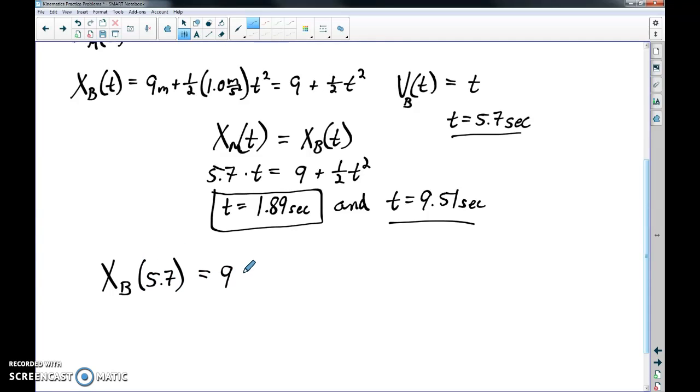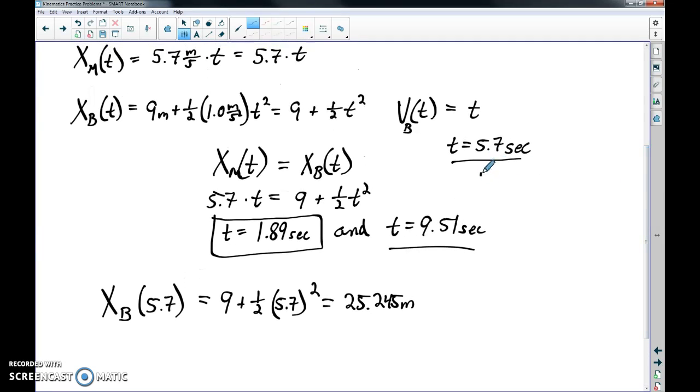Well, my bus is at 9 plus 1/2 times 5.7 squared. And this comes out to 25.245 meters. So what does this mean? At 5.7 seconds, my bus is traveling 5.7 meters per second, the same velocity that I'm traveling.